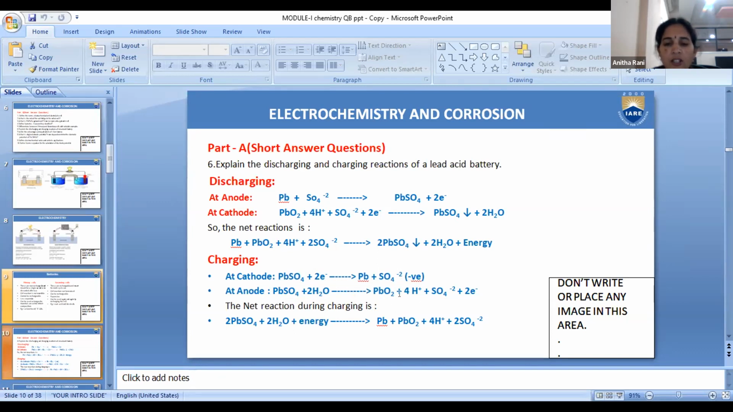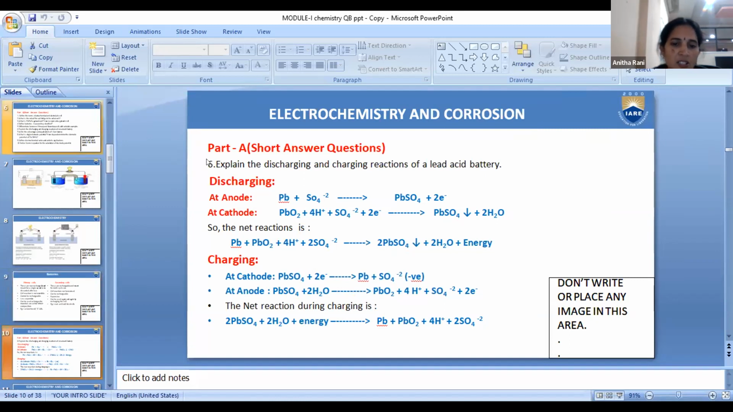We are getting lead dioxide plus 4H+ plus sulfate ion plus 2 electrons. So here electrical energy converts into chemical energy. The net reaction you can write: 2 PbSO4 plus 2H2O plus supplying electrical energy converts into lead plus lead dioxide, PbO2, plus 4H+ plus 2 SO4 2-. So these are the reactants we got during the charging reaction. So products are converted into reactants.